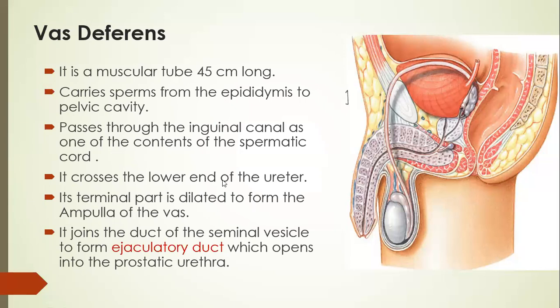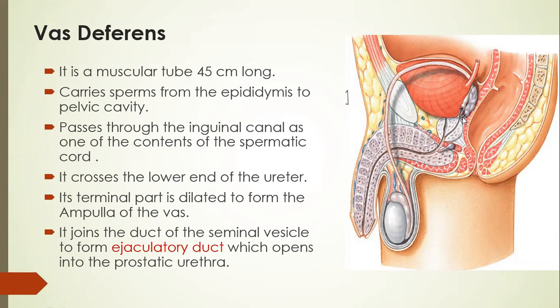Its terminal part is dilated to form the ampulla of the vas. As you can see here, it will go and dilate before it opens. So this is called the ampulla of the vas. Ampulla means dilated part. It joins the duct of the seminal vesicles to form the ejaculatory duct. Behind that, these are the seminal vesicles, so it will join with the seminal vesicle.